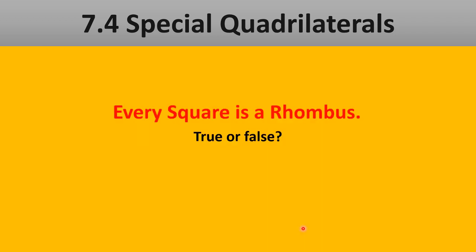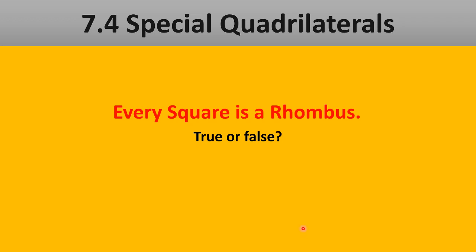Just to test you on something, this is a question. Every square is a rhombus. Is this true or false? We can talk in riddles like this, right? And then you have to think, well, is the statement true or false? So in Dutch, elk vierkant is ook een ruit.